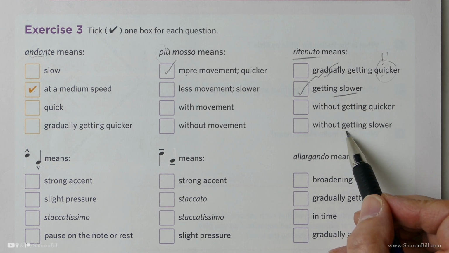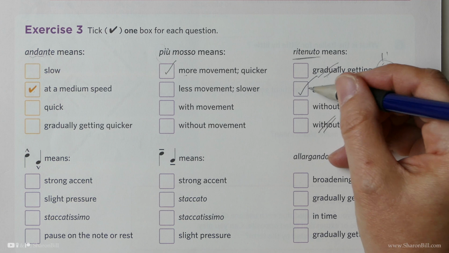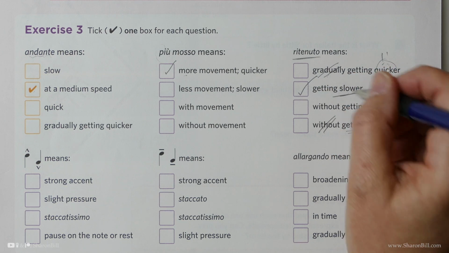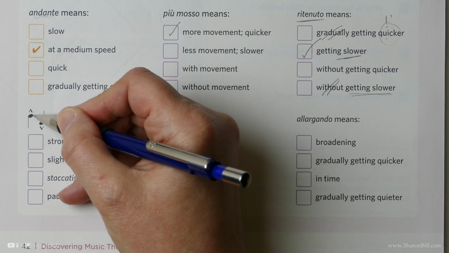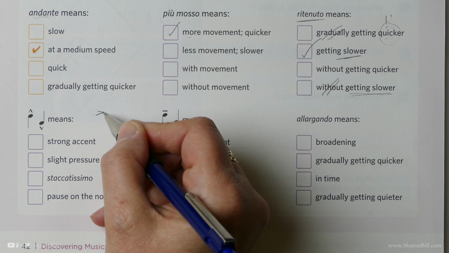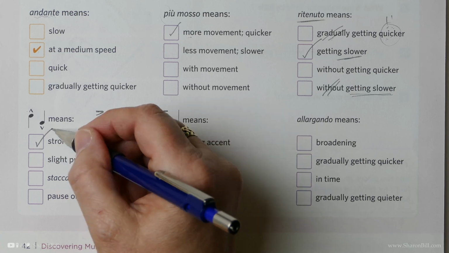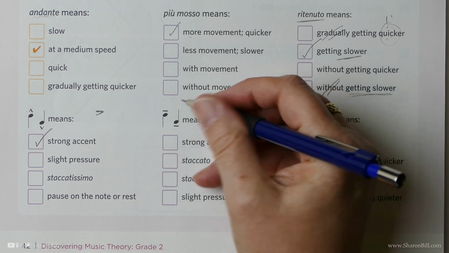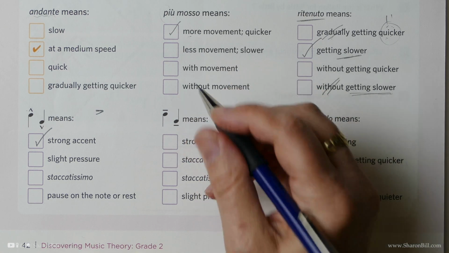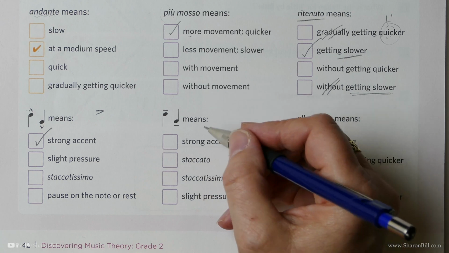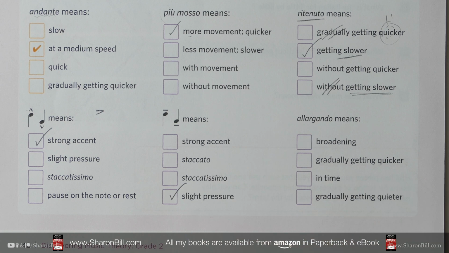And then here, it would be kind of getting slower, but then the "without" would throw us. So just be careful that you choose the right one there. Now here we have this upside down little kind of arrow, which we know is the accent, and then tip it upside down and it gets stronger. It's a strong accent. Here we have that tenuto sign, which is kind of a push. It's a bit more gentle than an accent, and it's kind of detached and full value, the tenuto mark as it's sometimes called. So slight pressure.